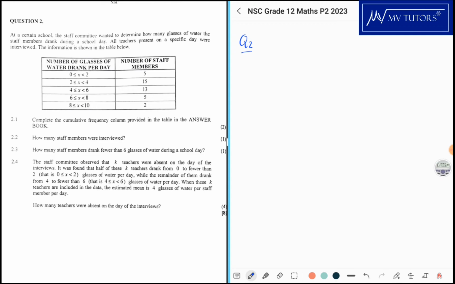How many of you drink water? Water is very important, guys. Please do get your minimum or maximum of 8 glasses a day.